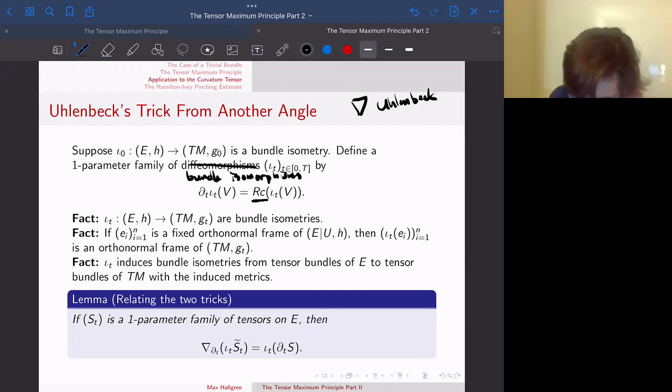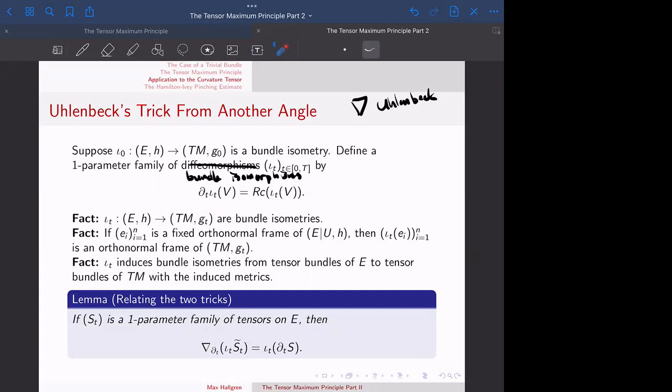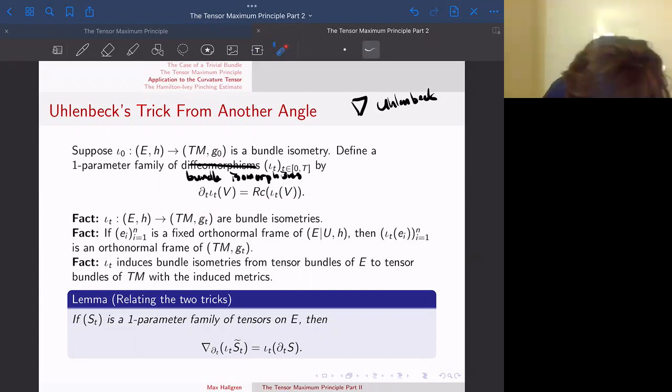The reason we do this is because of this really nice fact, which is that if you now look at these bundle isomorphisms, then these are actually going to be bundle isometries. Which means that it preserves the metric, even though notice that this g_t is different from what we started with. Sorry, yeah, sorry, Max. On the right-hand side, you compute Ricci relative to g_0, right? Sorry, this is going to be g sub t. Right.